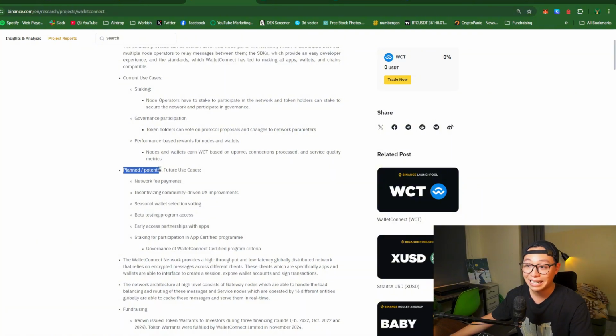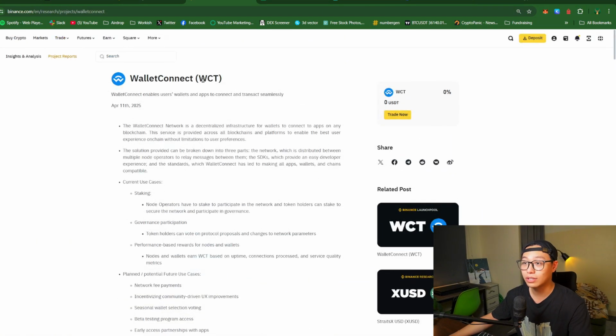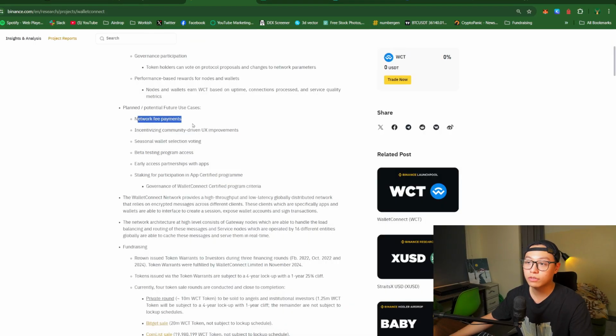And there are also some planned and potential future use cases for the WCT token, and that is network fee payments.